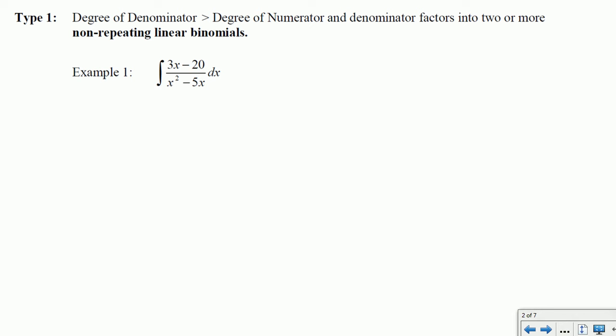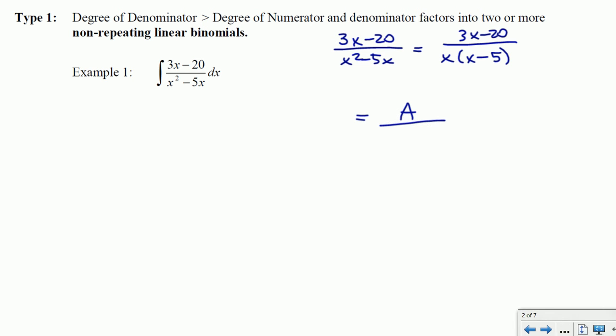We've got 3x − 20 up top and x² − 5x on bottom. So we can factor this rational expression a bit. We'd have (3x − 20)/(x² − 5x) is equivalent to (3x − 20) divided by x times (x − 5). So like the last example we did, hopefully we can write this as a sum of simpler rational functions, A over x plus B over x − 5.